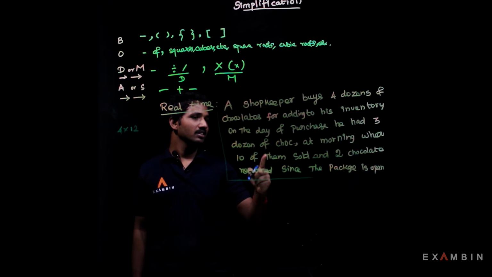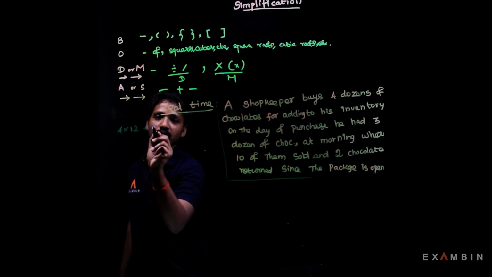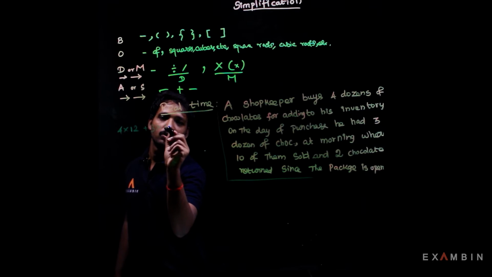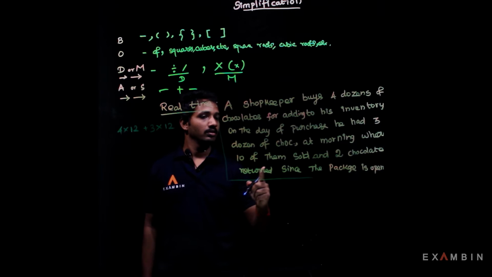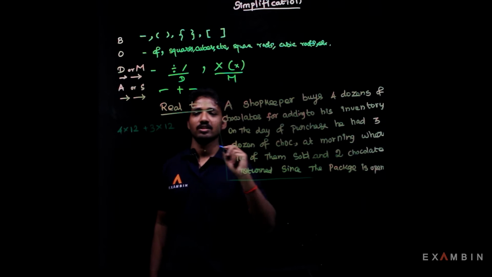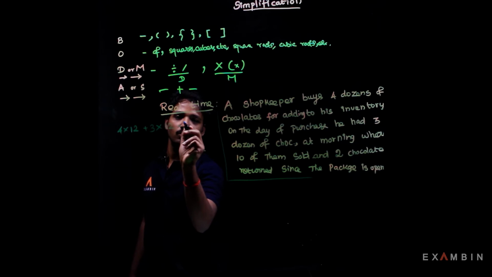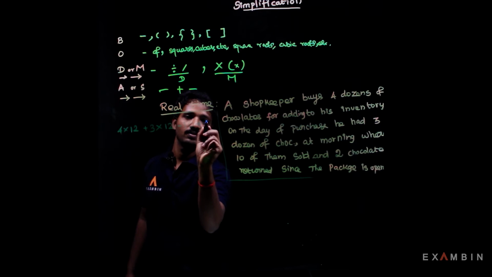On the day of purchase, we had 3 dozens of chocolates that morning. So 3 into 12. 10 chocolates were sold and 2 chocolates out of this were returned. So 10 chocolates sold and 2 chocolates returned.